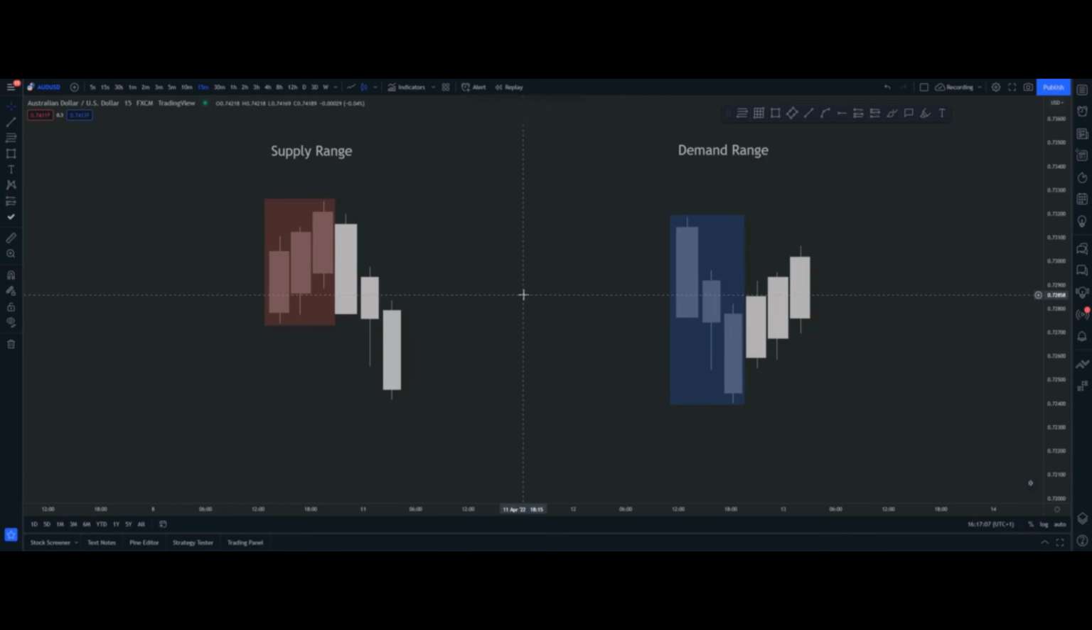So this is essentially what ranges are. Ranges are basically the last few candles before an impulsive move up or down. In this case, we have two different ranges. We have supply range, which essentially is the last few buy candles before the sell. I mark them up with a red box. This tells me that this is a supply range that is formed, or essentially a supply zone on a slightly higher time frame.